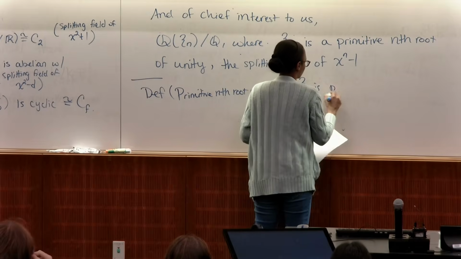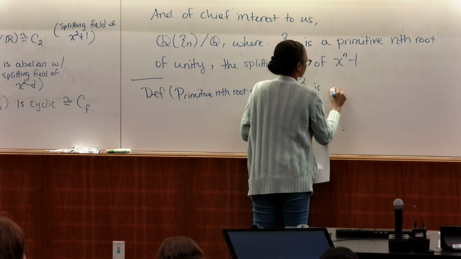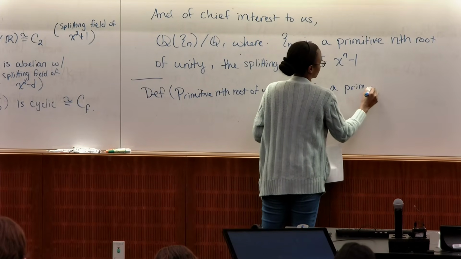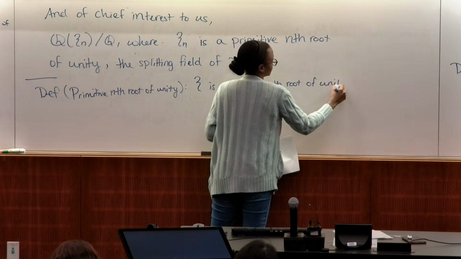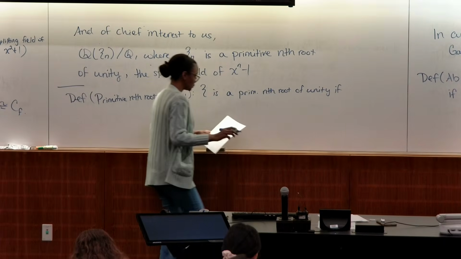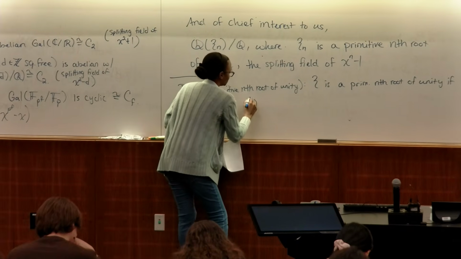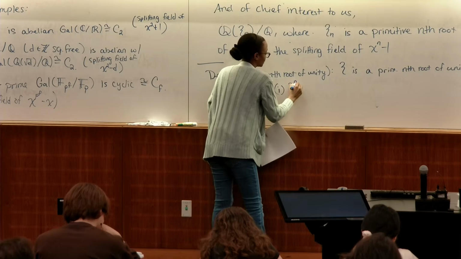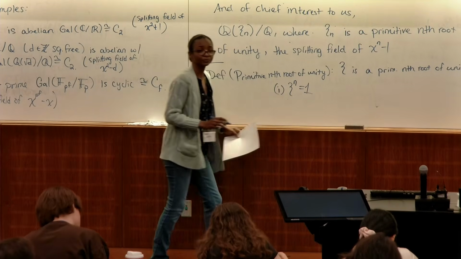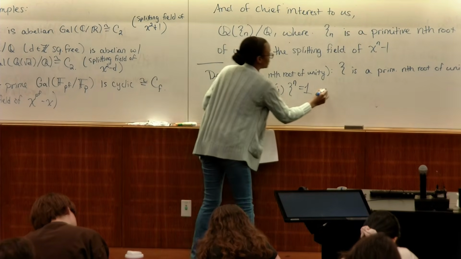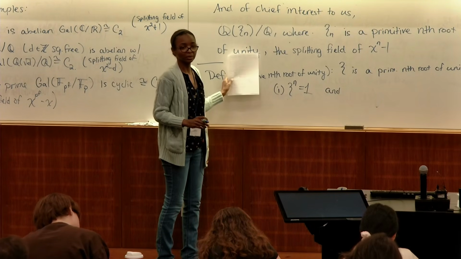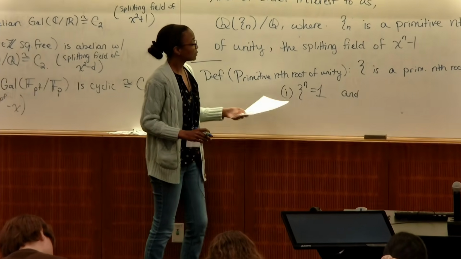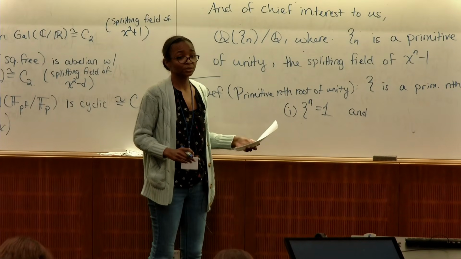Zeta is a primitive nth root of unity if, well, first, I should be able to raise zeta to an nth power and get 1. That just means that it's a root of unity, an nth root of unity. When I say it's primitive, what I'm saying is n is the smallest positive integer for which this is true.